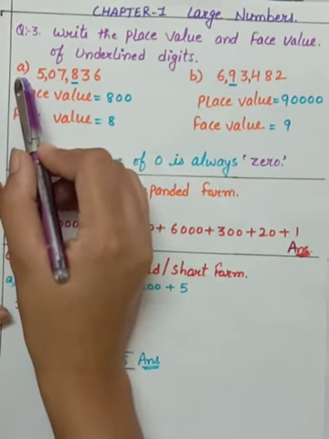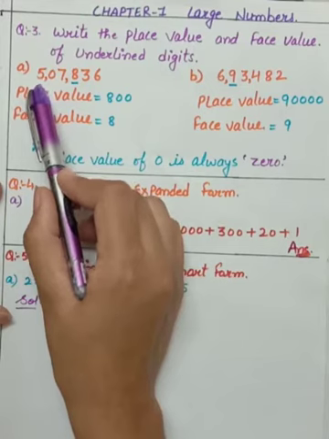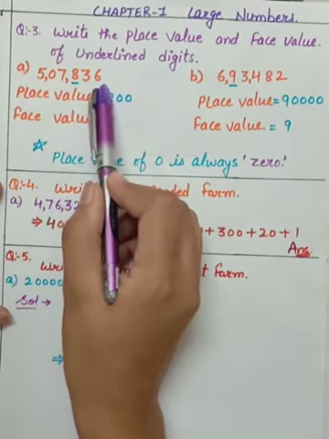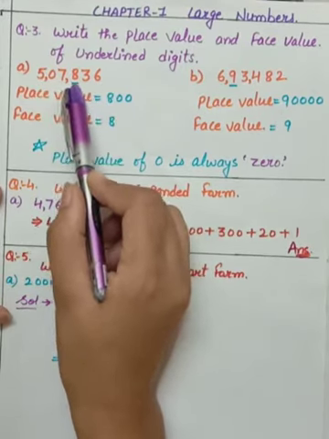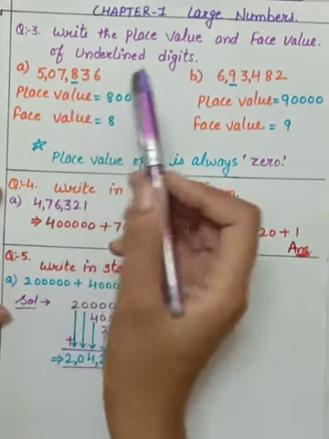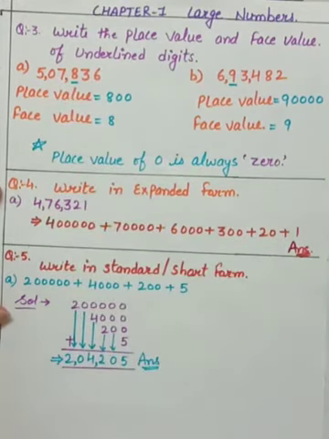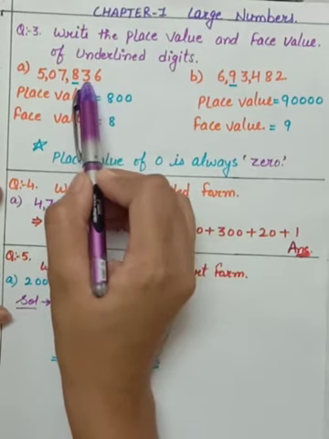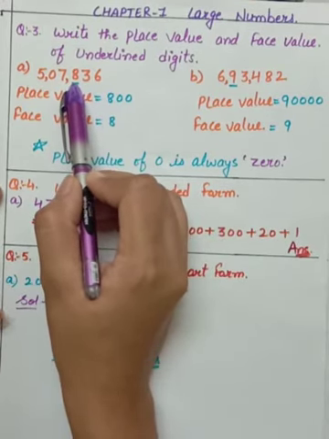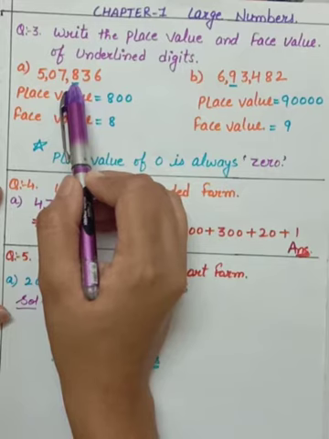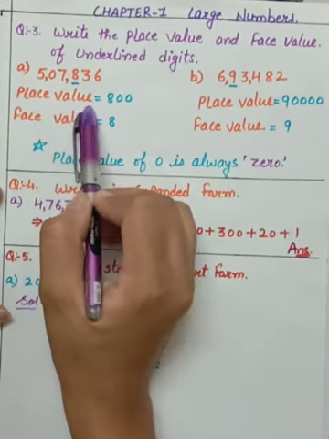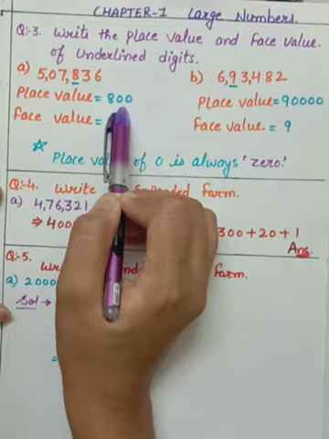See the first question, A part. Here one number is given: 5,07,836. In this number, the digit 8 is underlined. So now we have to check what is the position of 8 in the given number. To check the position, we will read the places. Ones place, tens place, hundreds place. So students, according to the position of 8, it is on the hundreds place. So its position is 100. According to its position, the place value becomes 800.